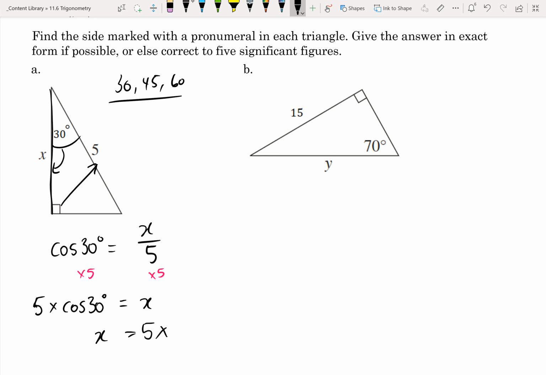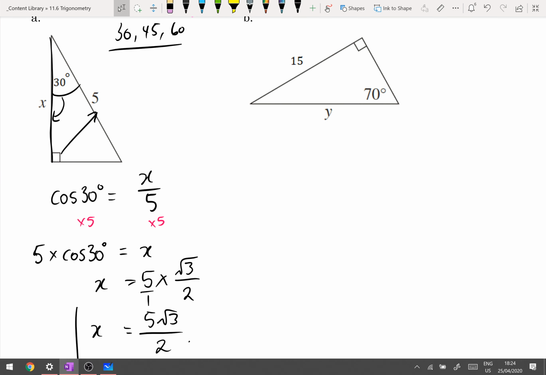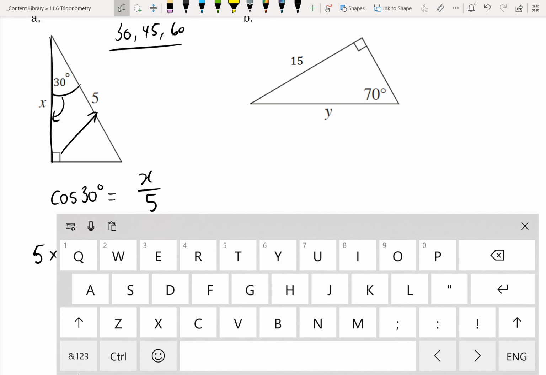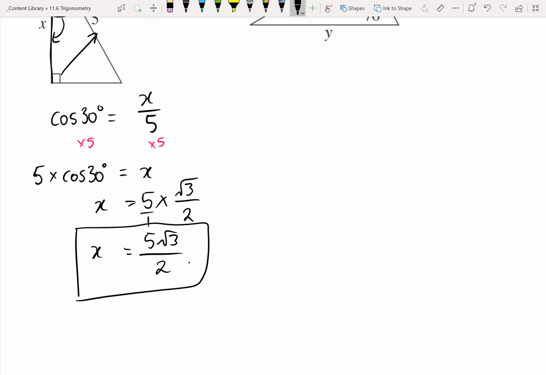Now, this is where we need to go back and think about what the exact value of cos of 30 degrees is. Going back to our video, we'll try to remember really quickly, it is root 3 on 2. So it turns out my value for x is equal to, remember, 5 is the same as 5 on 1, times root 3 on 2, so the tops, 5 root 3, and on the bottom 1 times 2, which is 2. That leaves us with x is equal to 5 root 3 on 2.